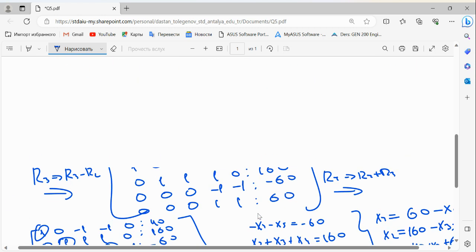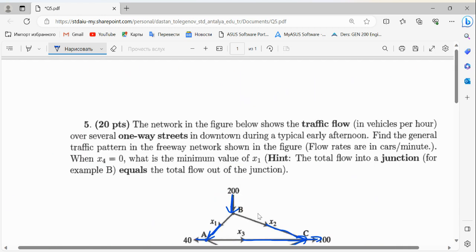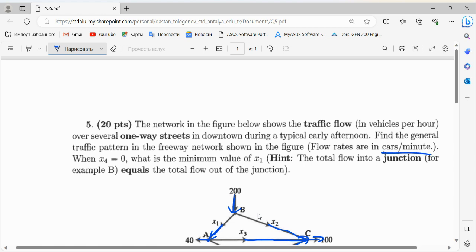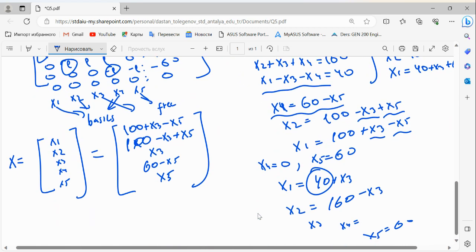What are the units? Cars per minute. So 40 cars per minute, because x3 cannot be a negative number.